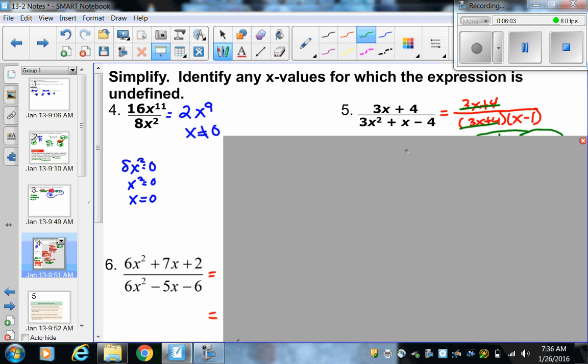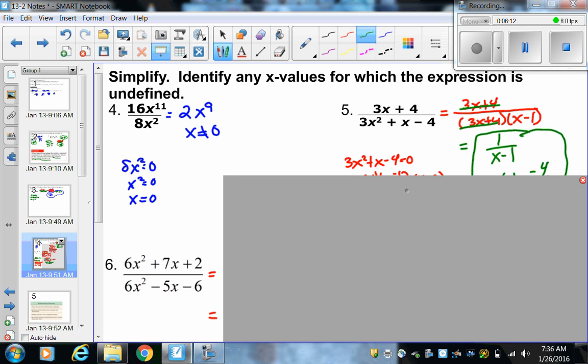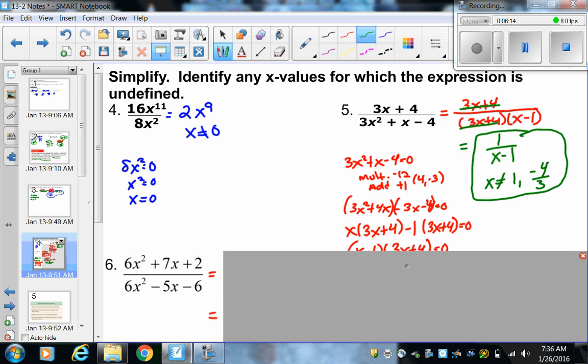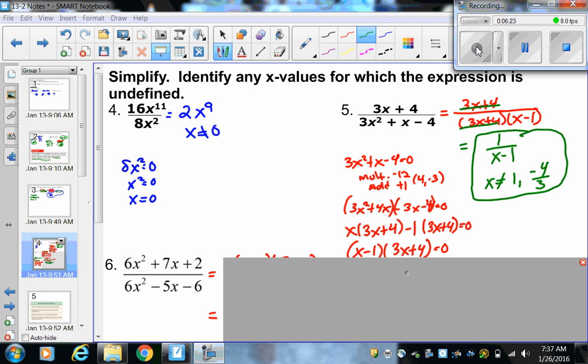On example 5, the top doesn't factor any further. The bottom factors to 3x plus 4 times x minus 1. The 3x plus 4 cancels. And anytime you have everything up top that cancels, that means you have a 1 up top. So the final answer here would be 1 over x minus 1, and our domain restrictions would be that x cannot equal 1 and x cannot equal negative 4/3.